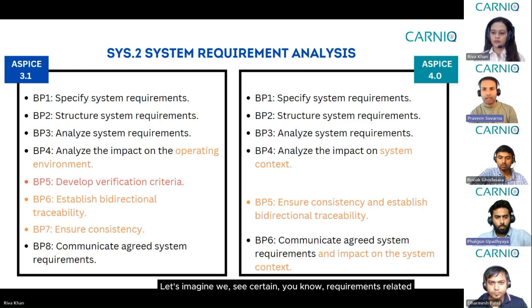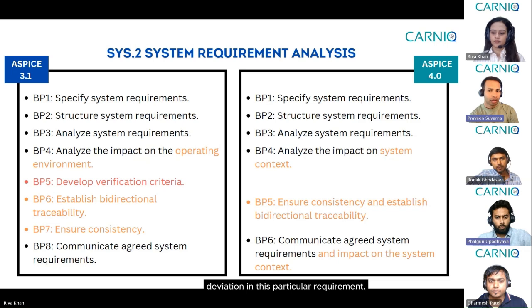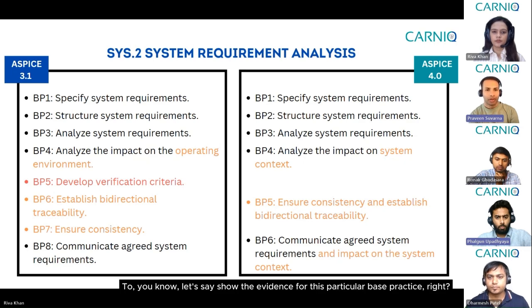Let's imagine we see certain requirements related to timing which cannot be met at the system level. Certain stakeholders need to be informed, most likely an OEM or customer who is affected by the deviation in this particular requirement. So how would it impact the project teams? The project teams need to be a bit more careful with respect to this base practice, because in the past it was very easy to show the evidence for this particular base practice, right?